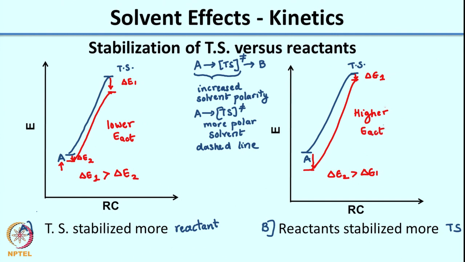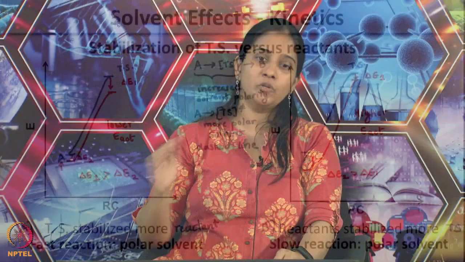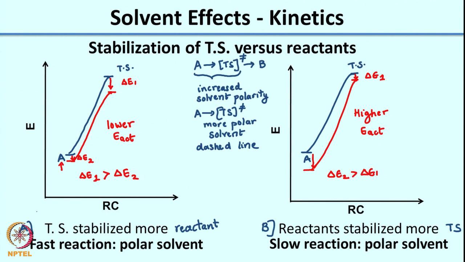And so, reaction will go slower. So, fast reaction in a polar solvent and slow reaction in a polar solvent for these two scenarios. So, now that you have an idea of the general picture, let us look at two specific examples.